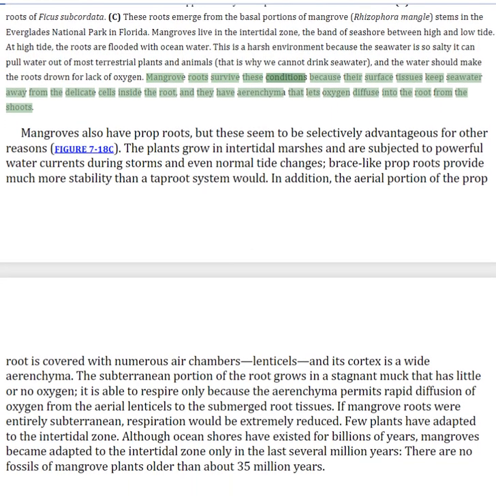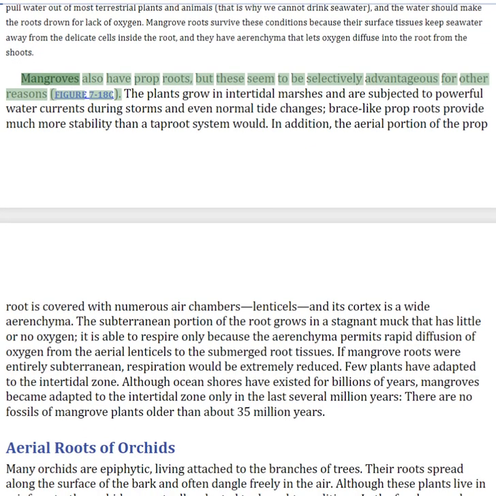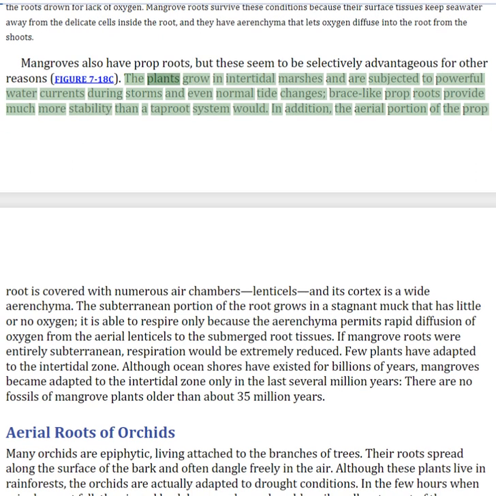Mangrove roots survive these conditions because their surface tissues keep seawater away from the delicate cells inside the root, and they have parenchyma that lets oxygen diffuse into the root from the shoots. Mangroves also have prop roots, but these seem to be selectively advantageous for other reasons. The plants grow in intertidal marshes and are subjected to powerful water currents during storms and even normal tide changes. Brace-like prop roots provide much more stability than a taproot system would.